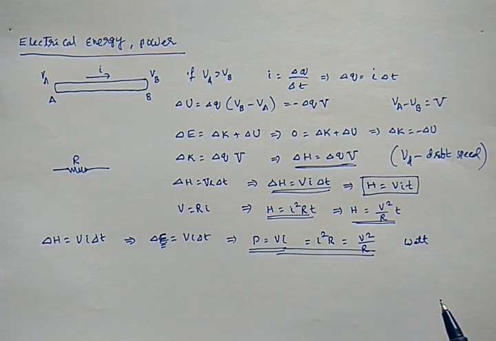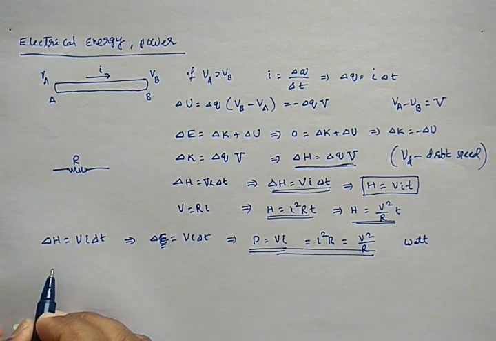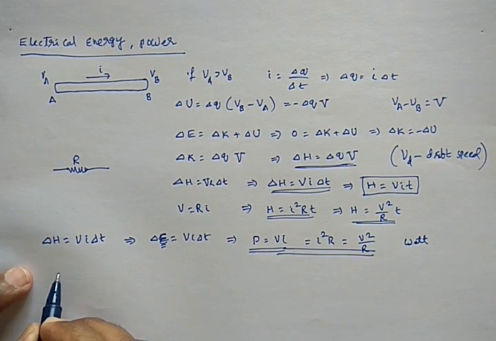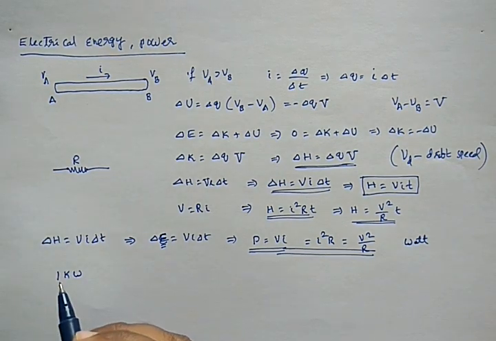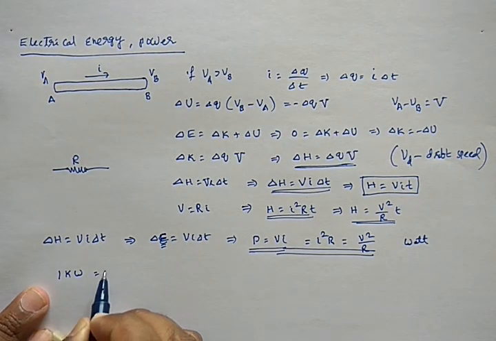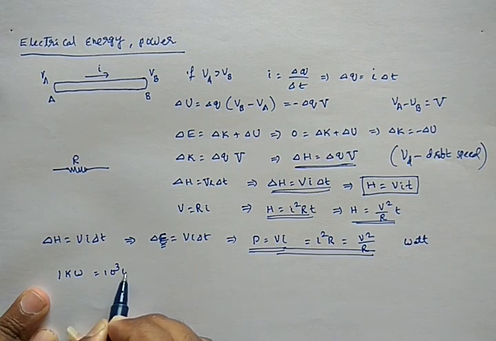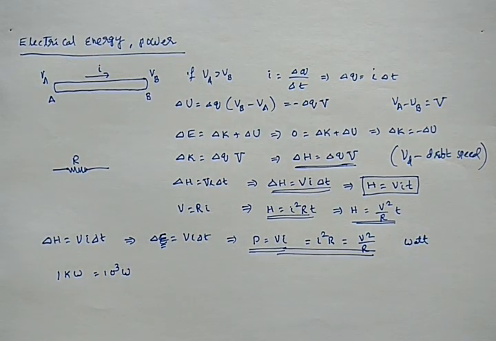Watt is the unit for power, and let us look at 1 watt equals how many joules. So let us take one familiar unit, that is called 1 kilowatt. 1 kilowatt equals 10 power 3 watt.